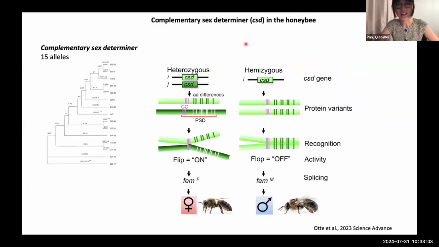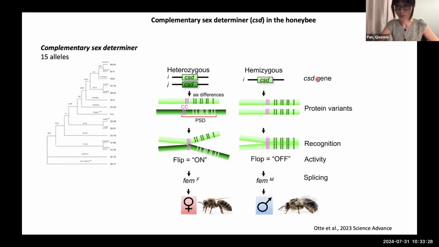The gene underlying this complementary sex determination mechanism was first identified in the honeybee about 20 years ago. And indeed, it has many alleles. I'm showing here a tree containing 15 alleles, but in some other populations the number of alleles at the sex locus can go much higher. The molecular mechanism for how this gene works was recently published.